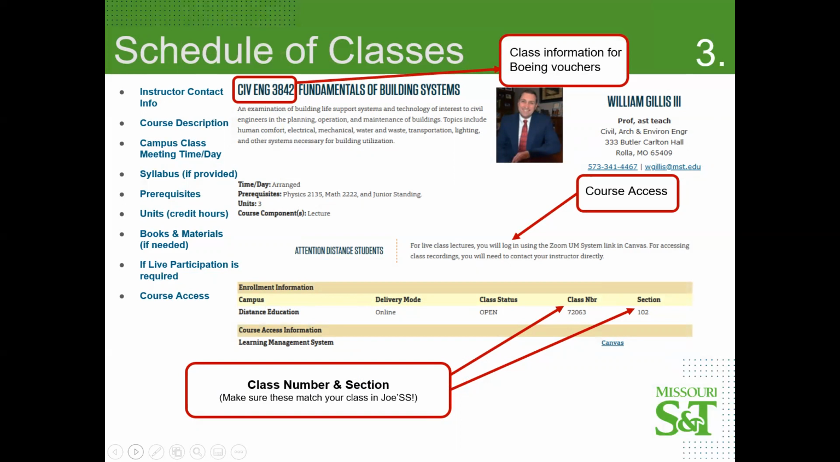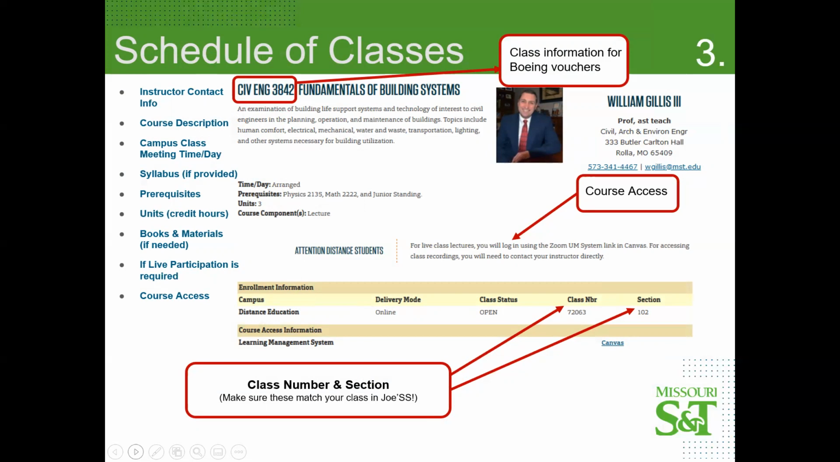So this will also show prerequisites. As you can see, this one has a couple of prerequisites. There's the credit hours and then the course component. Sometimes the class schedule will show the laboratory class and also the lecture class, so you want to make sure what you're looking at.